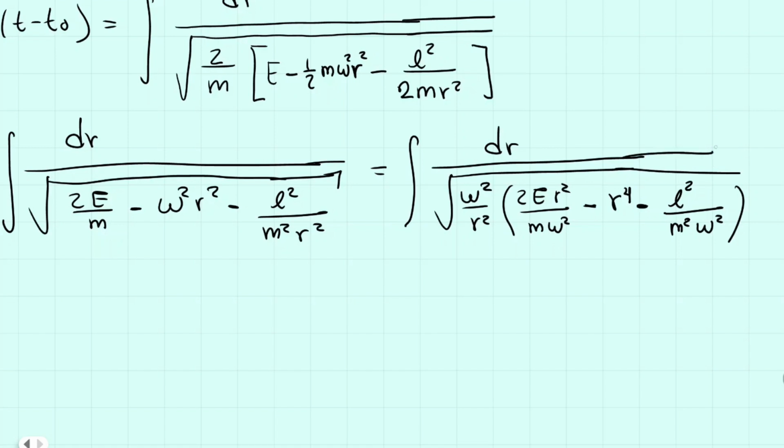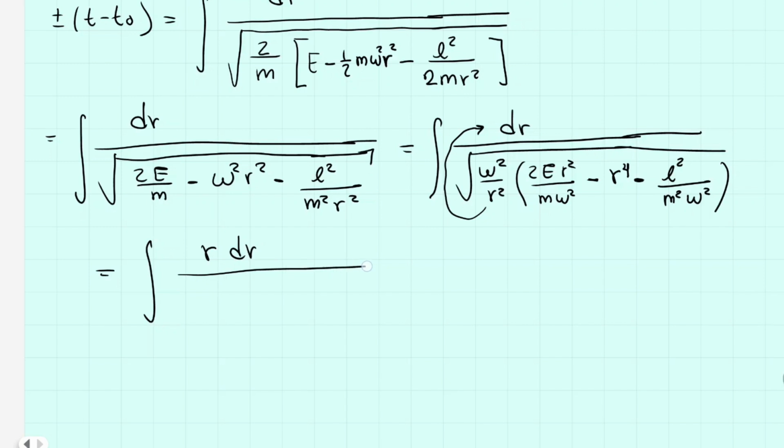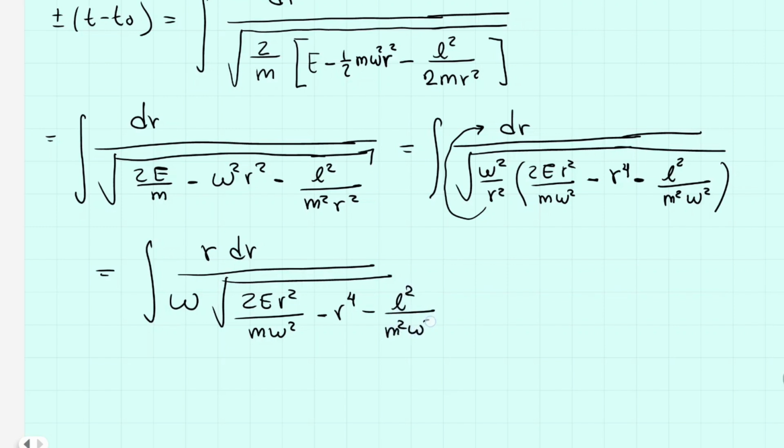Perfect. Okay, and it is very easy to see that we can cancel this square root with these squares, and this r is going to be here. So this is going to be the integral of r dr over omega times the square root of 2E r squared over m omega squared minus r to the fourth minus L squared over m squared omega squared.